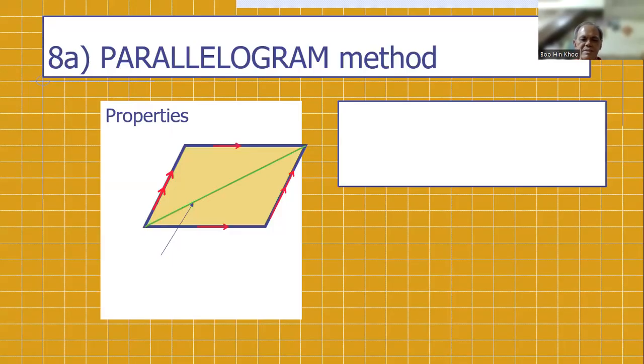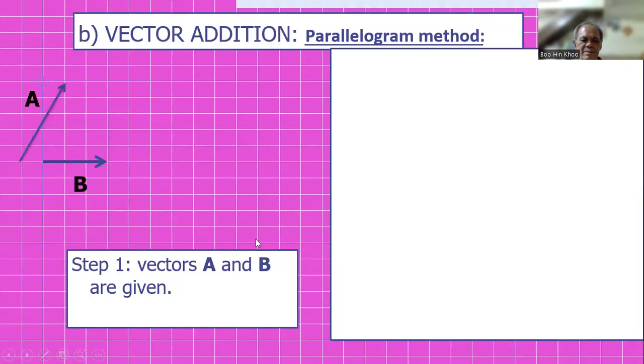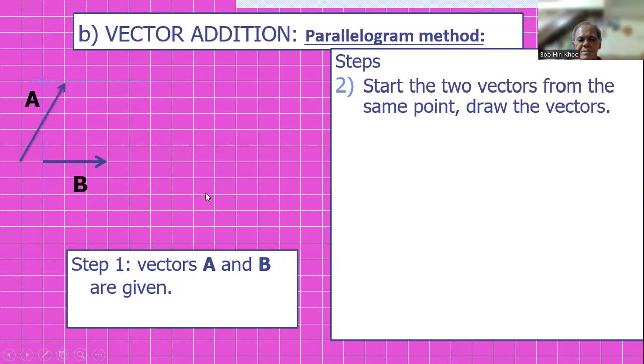Now you can use parallelogram method. Just now we used triangle method. Parallelogram has two opposite sides, parallel and equal, and that is your diagonal. So suppose we have two vectors, one is A, one is B. That is the magnitude. Start the two vectors from the same point. We can choose a point on the graph paper if you want a scale drawing. Draw your A. Sketch, you can sketch roughly. Doesn't have to be measured, doesn't need graph paper.